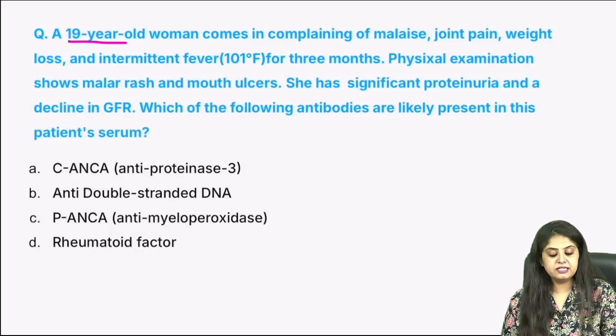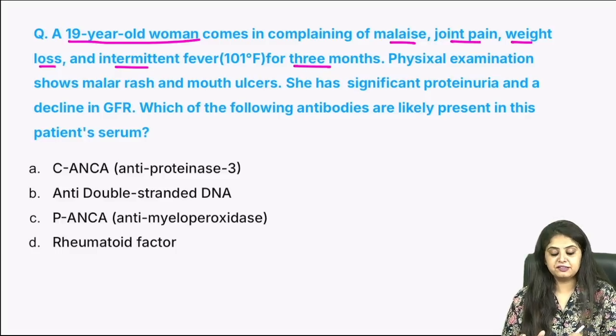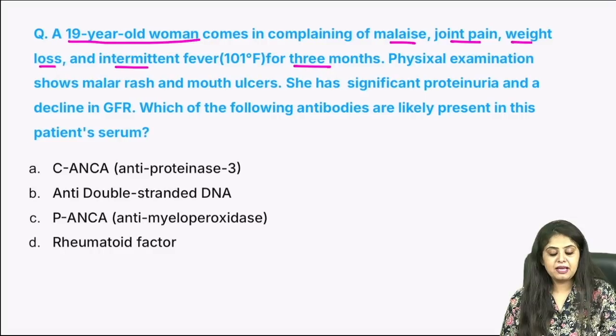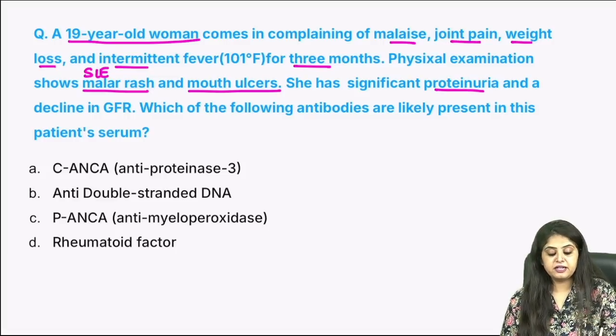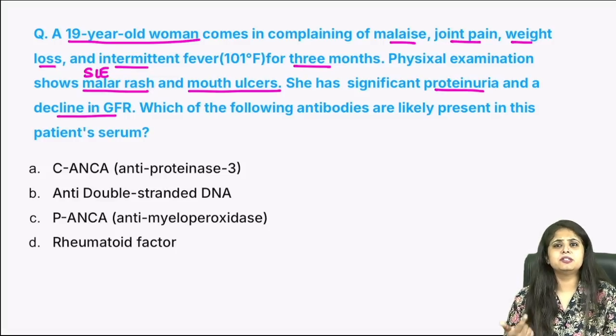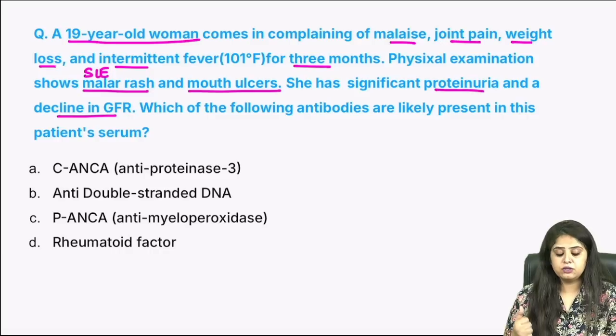So here we have a 19-year-old woman who comes with multiple organ complaints like malaise, joint pain, weight loss, and intermittent fever going on since 3 months. Physical examination has shown a malar rash. As soon as you read this, definitely SLE is coming to your mind, and that does have mouth ulcers also. There is involvement of kidney. Maybe lupus nephritis is occurring because of proteinuria. Maybe this is nephrotic syndrome. That is why proteinuria is happening.